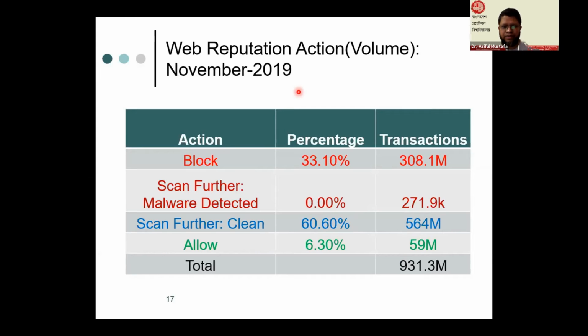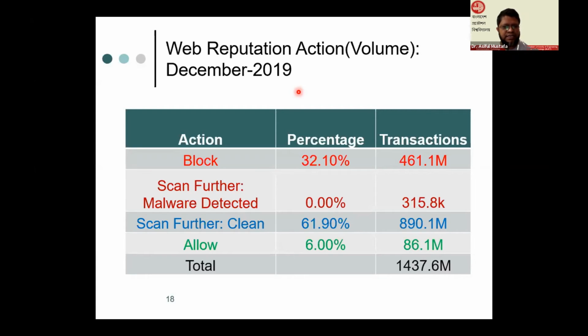So moving on to November, we see the attack goes up. Later on, you see there is actually attack in those months. So you see the block goes up to 33%, so the allowed traffic goes down a little bit, I think it's around 67%. So we see a spike in the block traffic. Block means there is an attack going on, and the system was able to block that attack from the users.